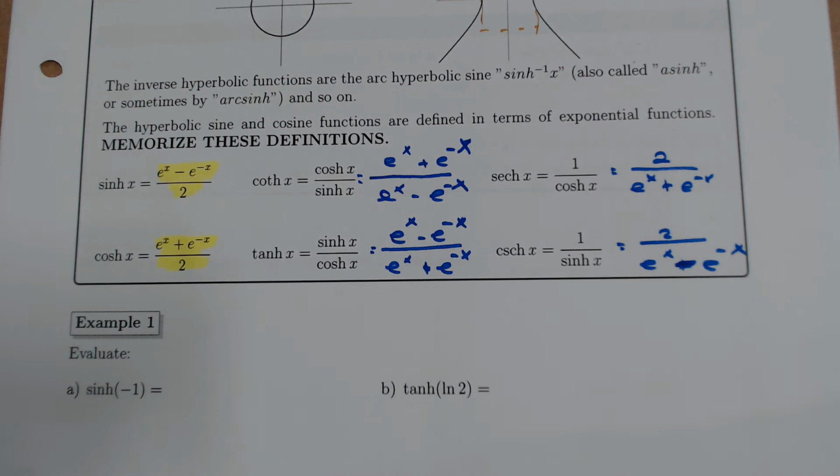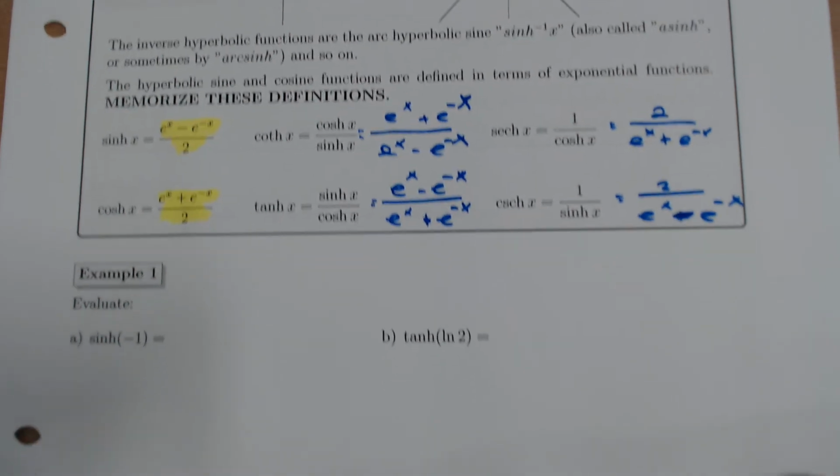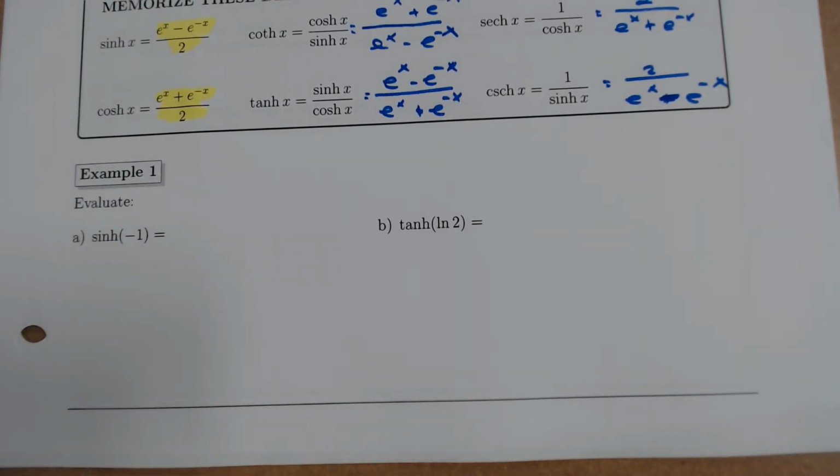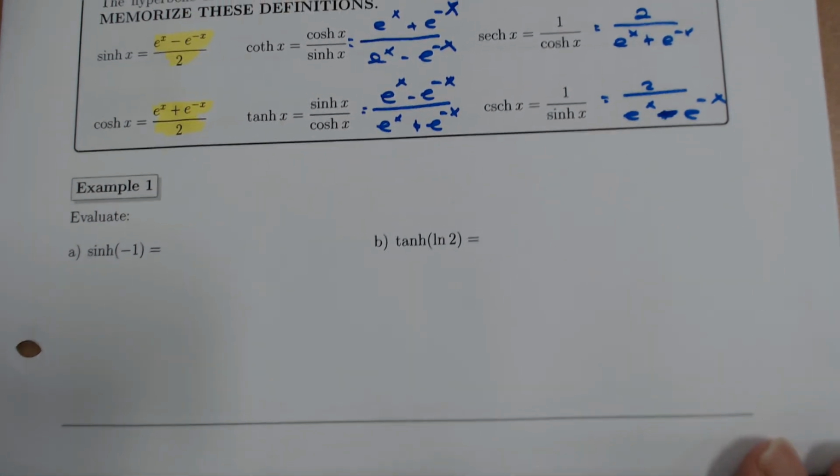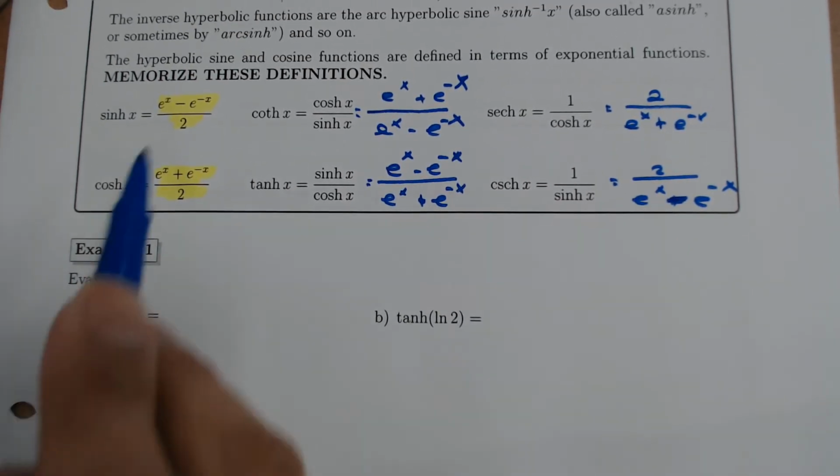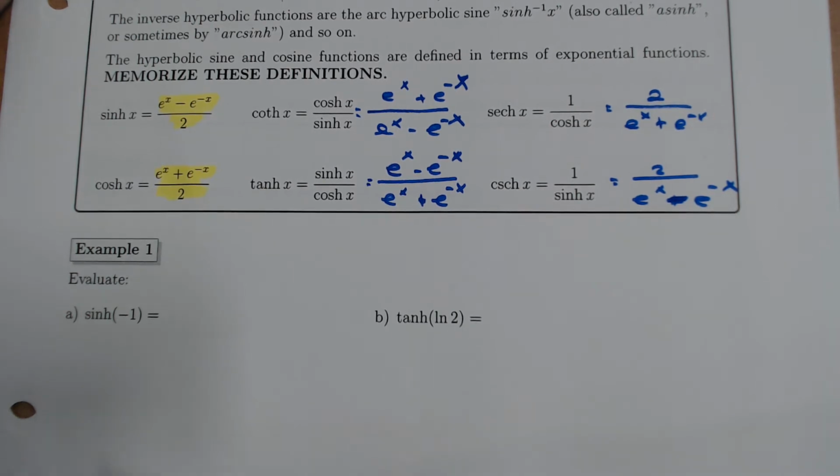Like any other kind of new function, especially in a calculus class, first we do the definitions, then the next step is to do some arithmetic, and then some algebra, and then finally the calculus. Hyperbolics are not going to be the exception. So let's work with some of the functions: sinh of negative 1. Let's have these relations here so we can use them.